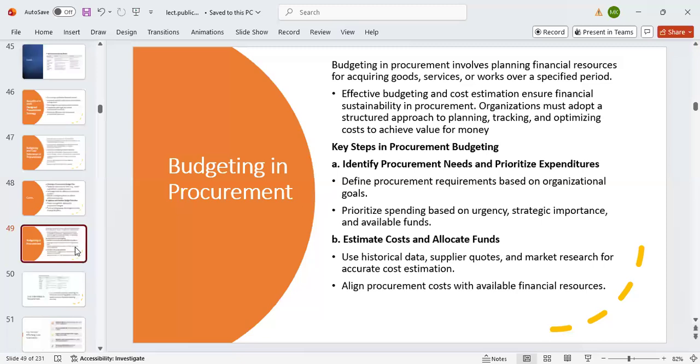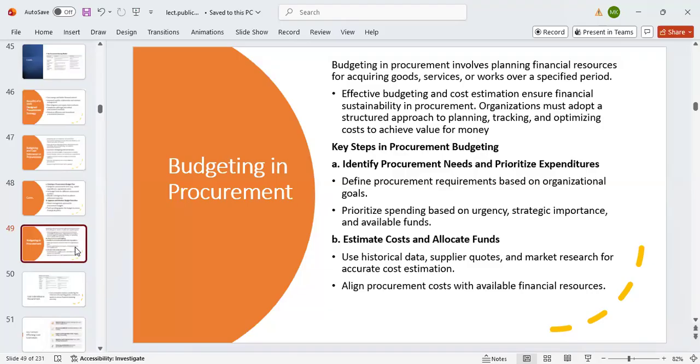Are you hearing me? Yes, sir. Procurement budgeting follows processes and steps. The first one is to identify procurement needs and prioritize the expenditure. What are you identifying? This is where you define the procurement requirement based on organizational goals. You prioritize the spending based on urgency, strategic importance, and availability of the fund.